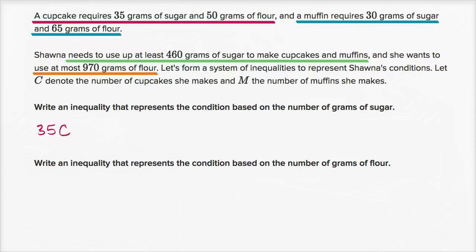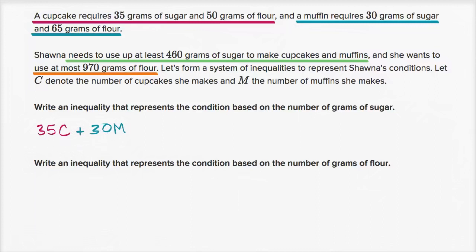And then how many grams of sugar is she going to use for the muffins? Well, that's going to be 30 grams of sugar per muffin. So plus 30 grams of sugar per muffin times the number of muffins, so times M. This is the total sugar from the cupcakes, this is the total sugar from the muffins, and if you add them together, this is the total sugar she's using.